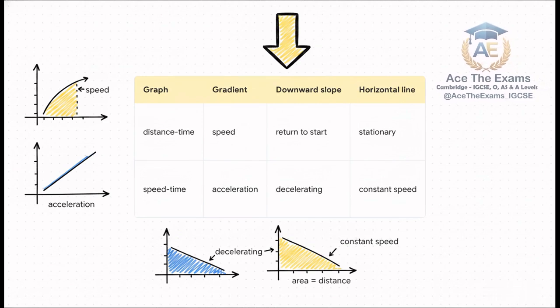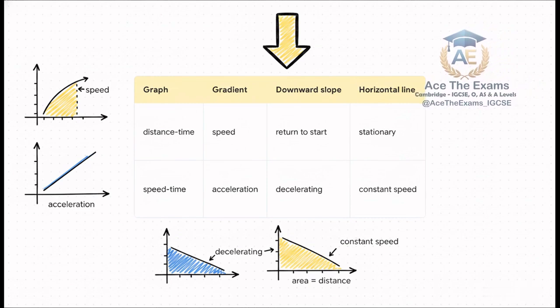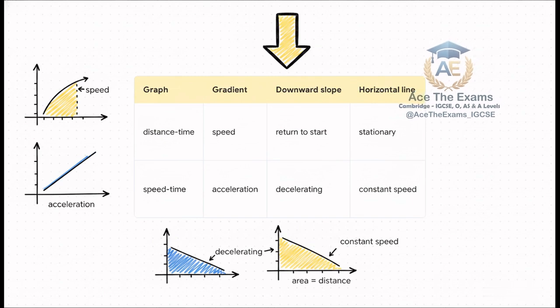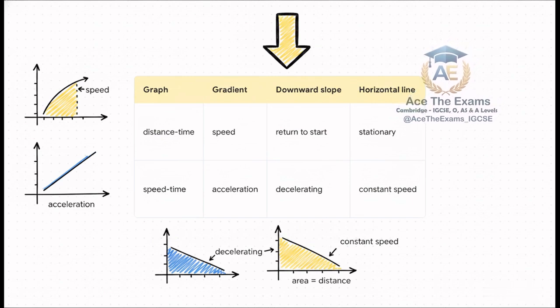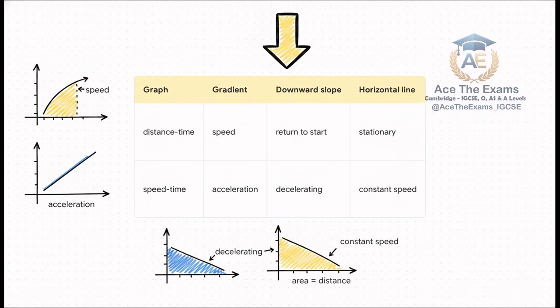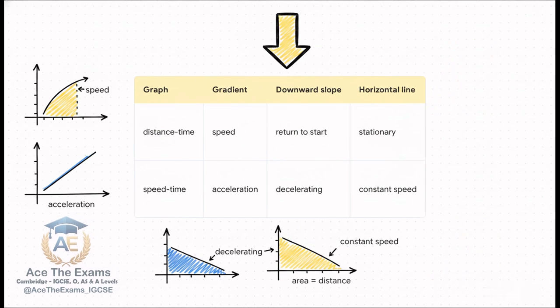You have to know your graph rules cold. On a distance time graph, the gradient is simply the speed. But notice the massive difference in the second row? This is where the magic happens for speed time graphs. The gradient is equal to the acceleration. A downward sloping line means they're decelerating, or slowing down. A perfectly horizontal line means no change in speed. They are moving at a constant speed. And crucially, the area under the graph equals the total distance traveled.